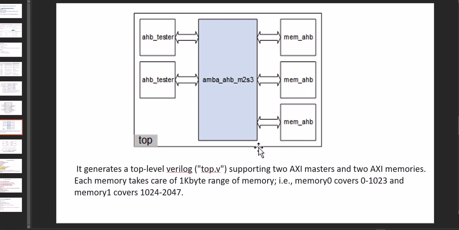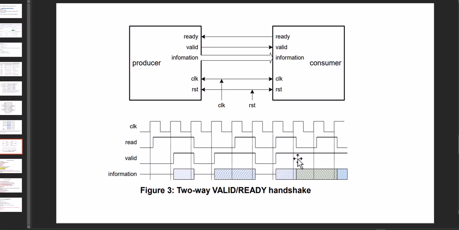For the top generation, we can set the size of the memory. If there are two memories, then it will be 1K first and 2K second, like that. The addressing size or depth will be like this. As we have seen, every transaction has ready and valid signals in this code. It means there is a two-way valid-ready handshake.